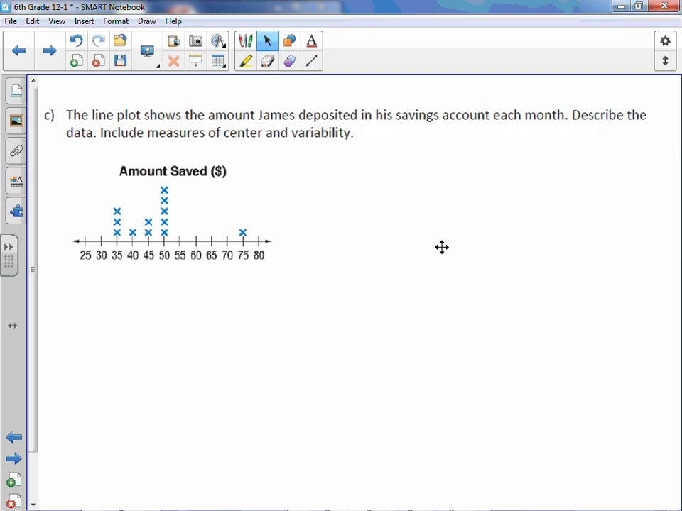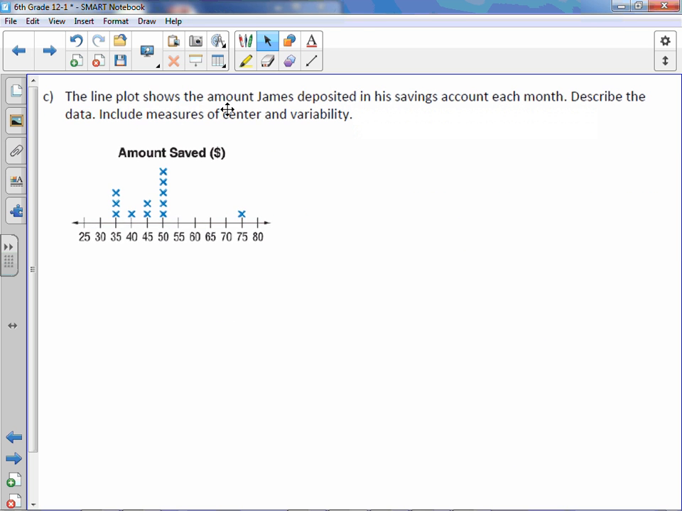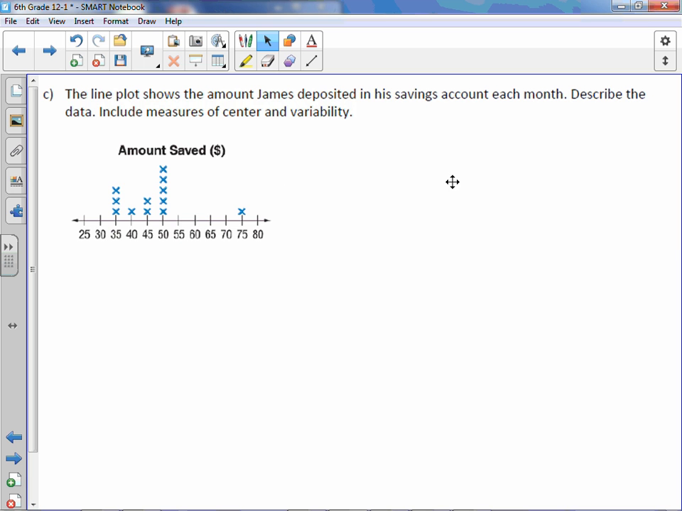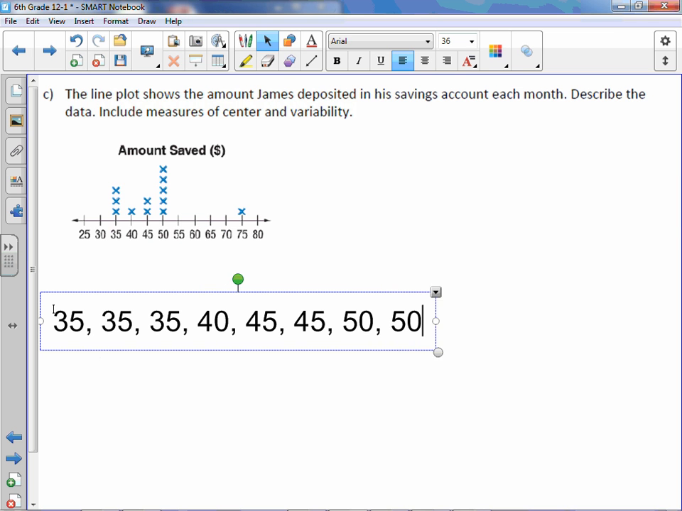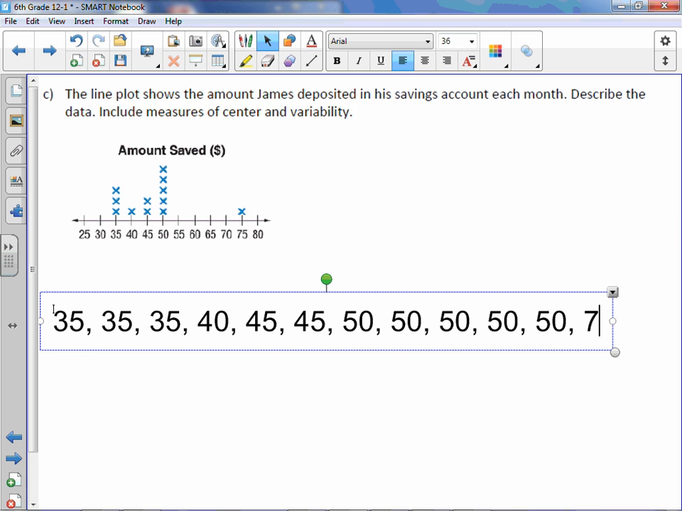Letter C. The line plot shows the amount James deposited in his savings account each month. Describe the data, include measures of center and variability. So let's list our data. We have 3 35s, 40, 45, 45. It looks like 5 50s and a 75.